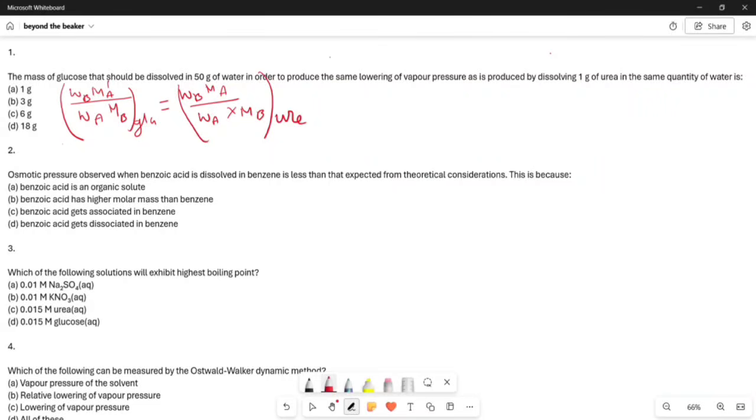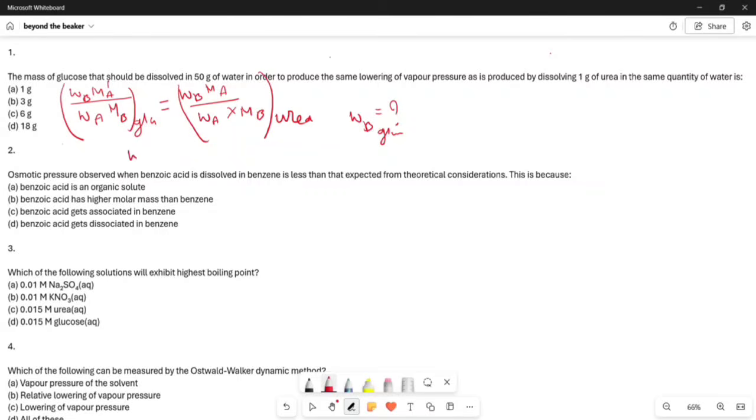See the question. We have to calculate WB. What you have to calculate? WB. WB means weight of glucose. We have to calculate the weight of glucose. WB here is the question mark. To calculate weight of glucose, all is given in the question. So MA is 18. What is the molecular mass of water? That is 18. So MA is 18 here.